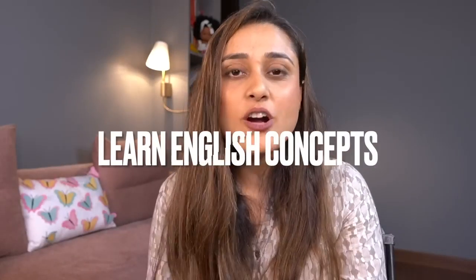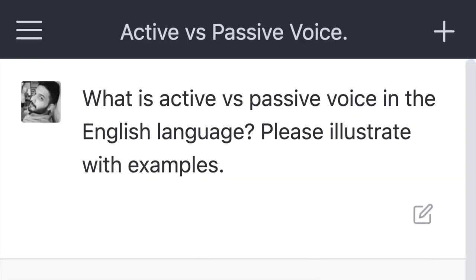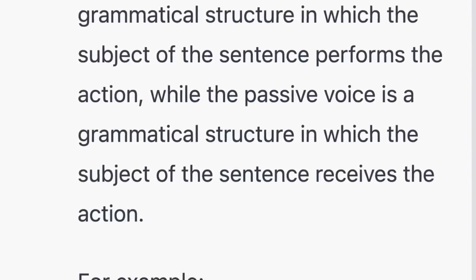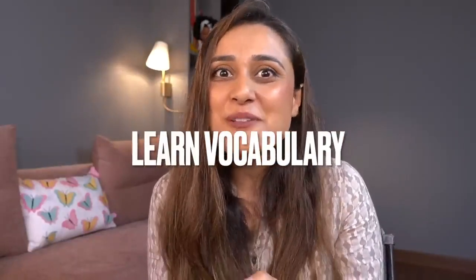Next is learning concepts. You can use ChatGPT to learn English concepts. Something like, what is active versus passive voice in English? Please illustrate with examples. Or something like, teach me a few grammar rules of English. This way, you're learning English, you're strengthening your vocabulary, and there's so much more you're absorbing and you're not even noticing.